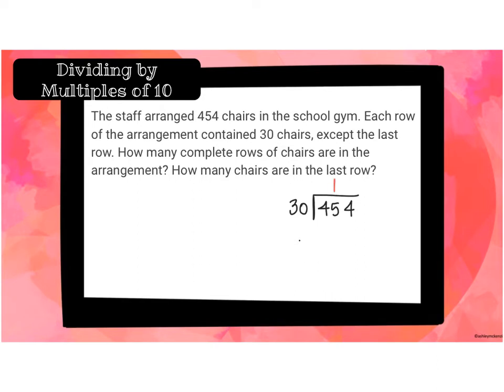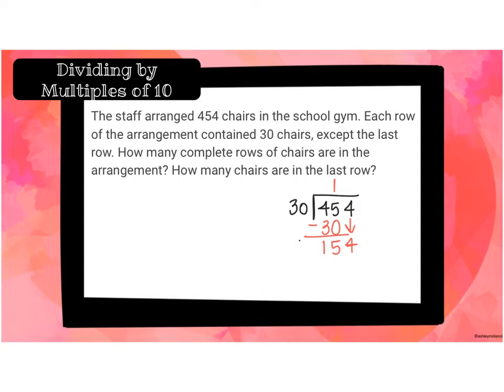Okay, and now here's where my multiplication part comes in. It's the 30 times the 1. So what's 30 times 1? 30. So I'm going to subtract 30 from 45, and I'm left with 15. Okay, once I check over that, yes, I did it right. I know I multiplied the right thing. I subtracted. Everything is good. Then I bring down, and now I divide the next part.